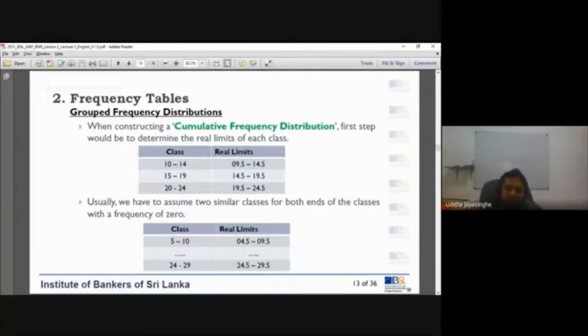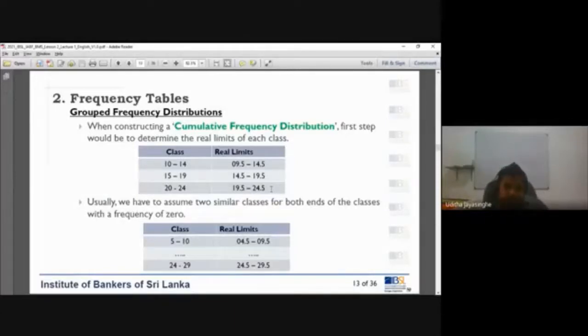So instead of 10, this range is going to be 9.5 to 14.5, 14.5 to 19.5, 19.5 to 24.5. The moment we put these numbers, the question which can come to your mind is where the 14.5 or the 19.5 value is going to be counted. Is it going to be under the first class or the second class? There's an answer in the next couple of slides. Don't worry, we'll come to that.